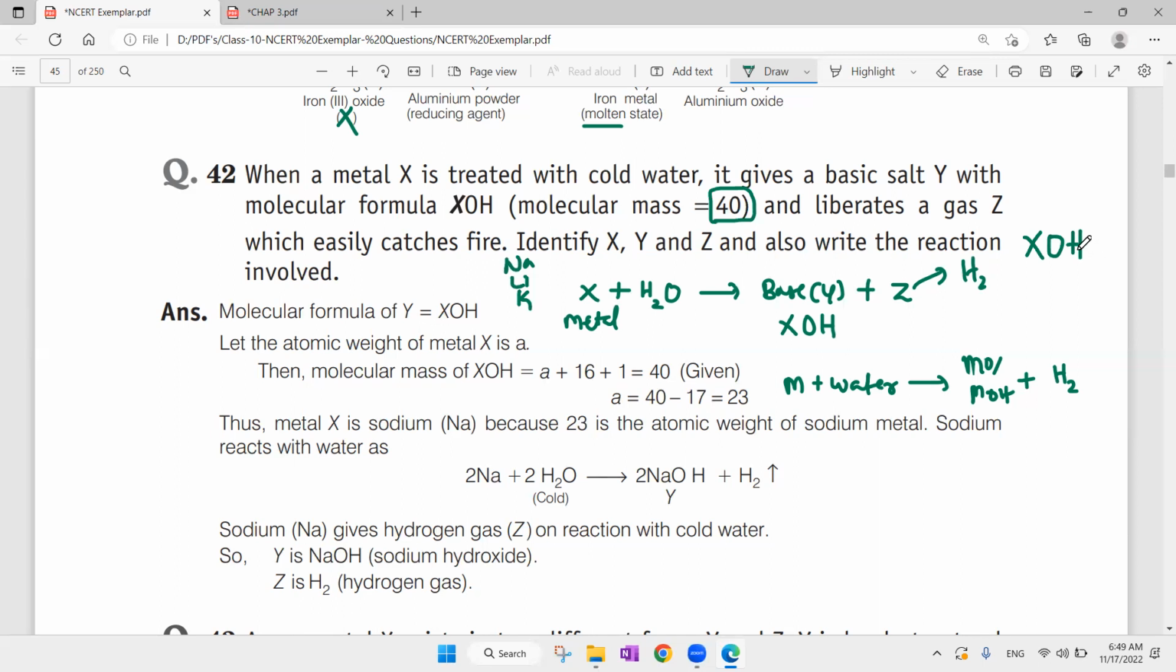Now we know they have given another hint that the molecule is XOH. Now try to find the mass of XOH. We don't know X. Try to find the mass of O and H. Oxygen atomic number is 8, mass is 16. Hydrogen atomic number is 1, mass is 1. So 16 plus 1, we got 17 for this hydroxide. Now, what is the total mass they gave? 40. In 40, remove this 17. 40 minus 17. What would be the answer?